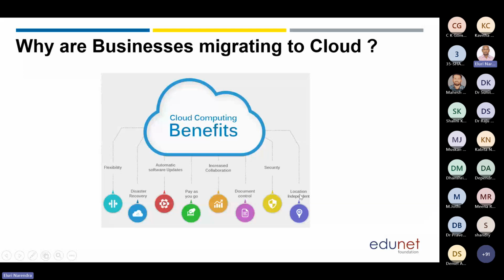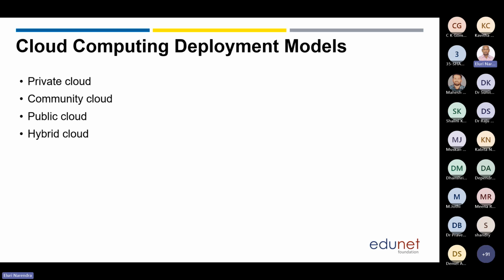And the location is independent. I can access the resources, the data, and my business from anywhere, at any time. Like Amazon is running the business 24/7, 365 days. It is location independent. I can purchase a product and do business from anywhere. So these are the reasons why traditional businesses are now coming to cloud businesses.